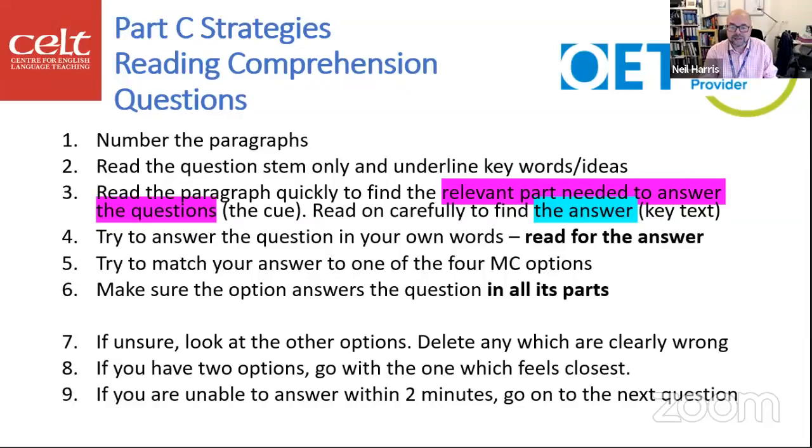Four, try to answer the question in your own words. So we're reading for the answer. We haven't looked at the options yet. We're just trying to understand the text in our own terms. Then try to match the answer to one of the 4 multiple choice options. So when you've read the passage, you've understood it, you've kind of paraphrased it into your own words, you then look for the options and you find the best fit. But it's important to remember that it must fit in all of its parts.